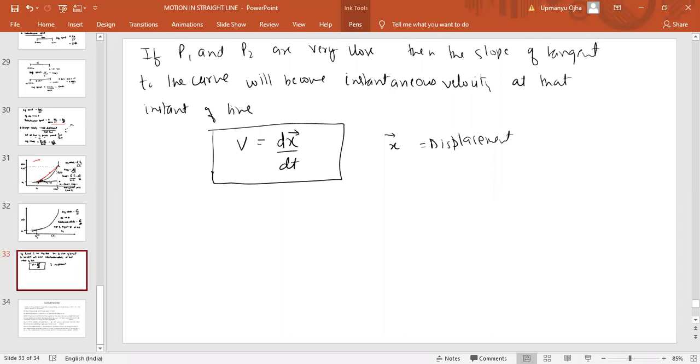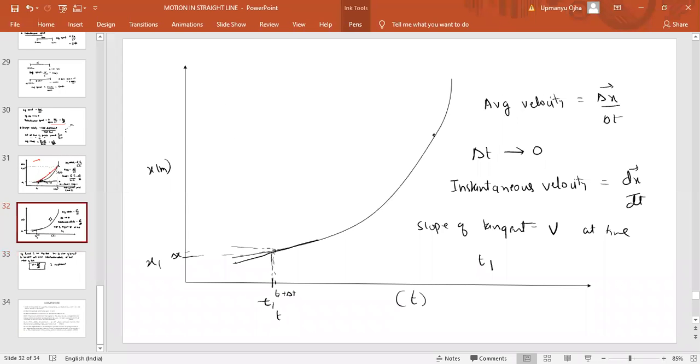You don't require this, I just told you to understand the concept. Simply remember that the slope of a graph, or the slope of the tangent, will represent the instantaneous velocity. This only you have to remember.